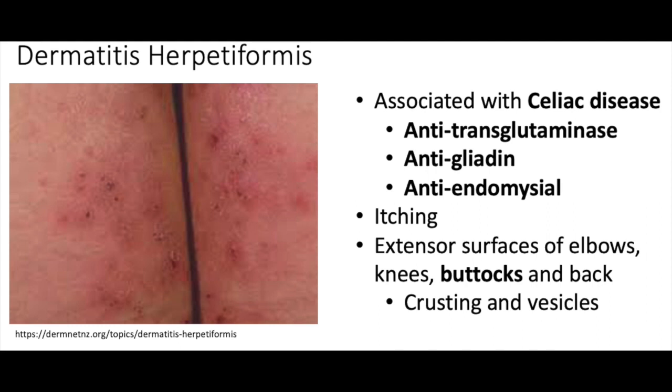Dermatitis Herpetiformis. This is associated with celiac disease. There's 3 antibodies you should know for celiacs, which are anti-transglutaminase, anti-gliadin, and anti-endomysial. You're going to have these crusting vesicular, itchy lesions, most commonly seen on the buttocks, but also on the extensor surface of your elbows, knees, or back.